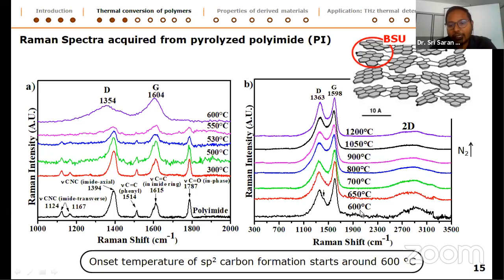Okay. By further increasing the temperature, we have noticed the formation and organization of these BSUs into a more definite graphite structure, which we can see pronounced also in the 2D band. So what you have to remember at this point is that the onset temperature for the sp2 formation is 600 degrees Celsius. We will see that when we do the terahertz characterization.